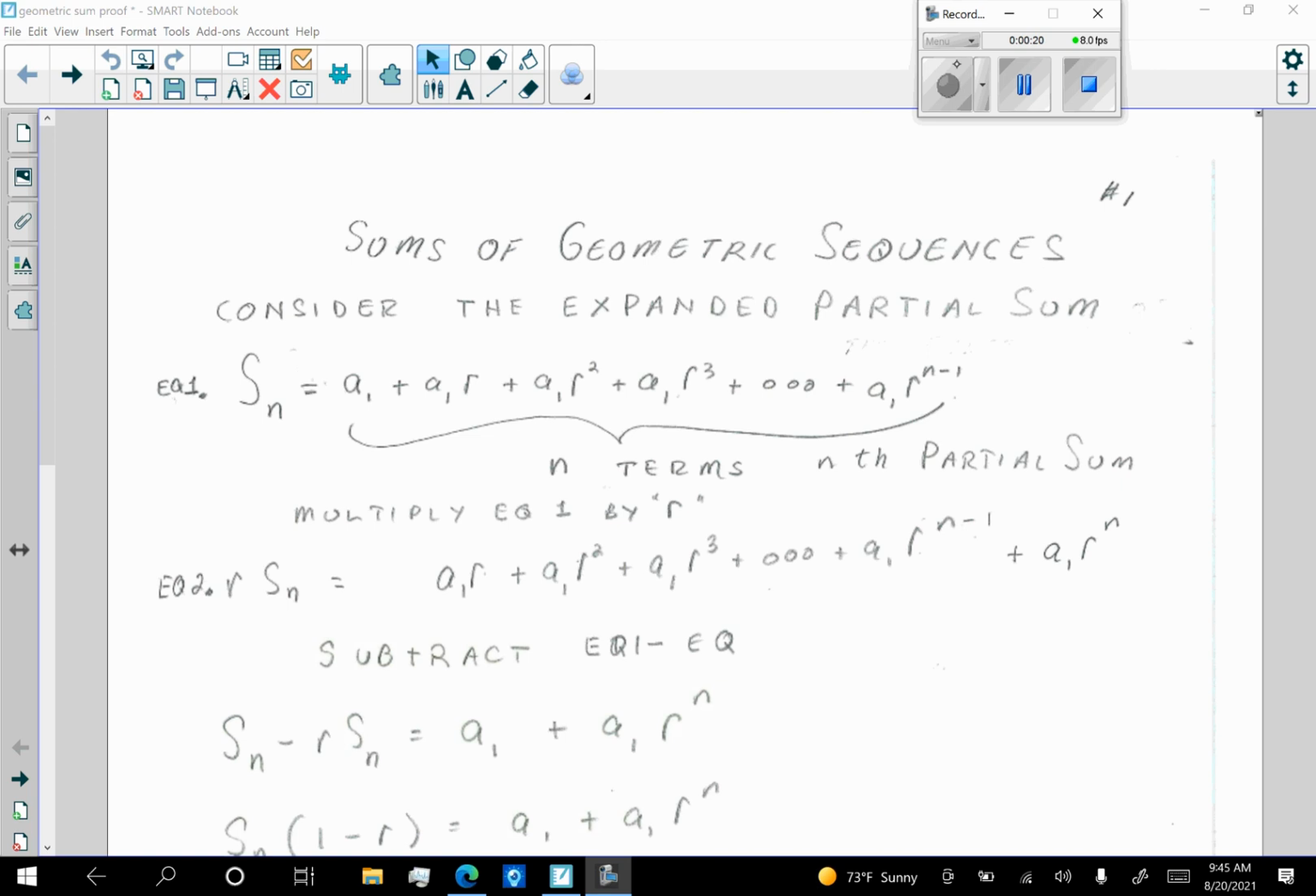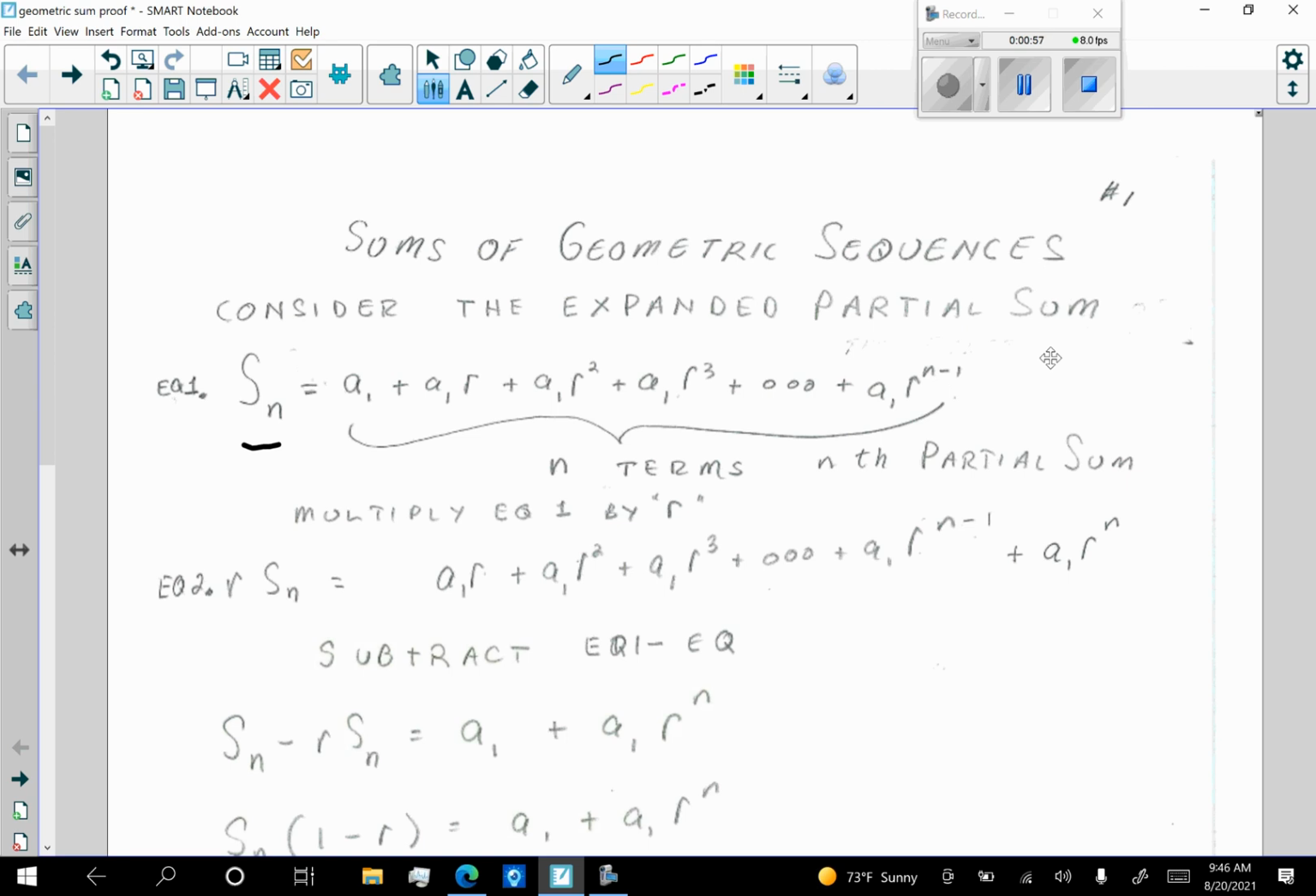The first thing we're going to do is consider the expanded partial sum of a geometric sequence. The formula for the partial sum is not given, but analytically, the expanded form of a partial sum, this means the sum of the first n terms of a geometric sequence, which we see as a sub 1 plus a sub 1 r plus a sub 1 r squared plus a sub 1 r cubed plus dot dot dot plus a sub 1 r to the n minus 1.